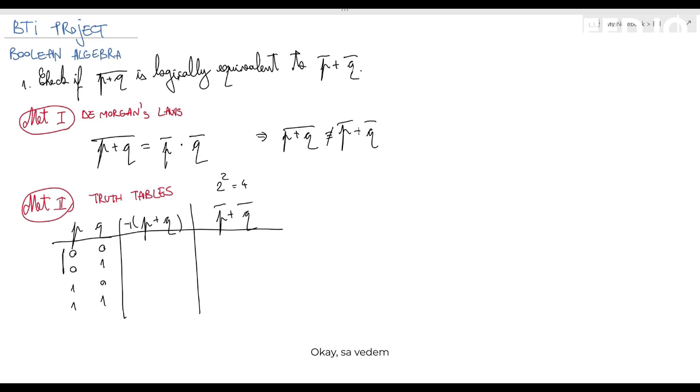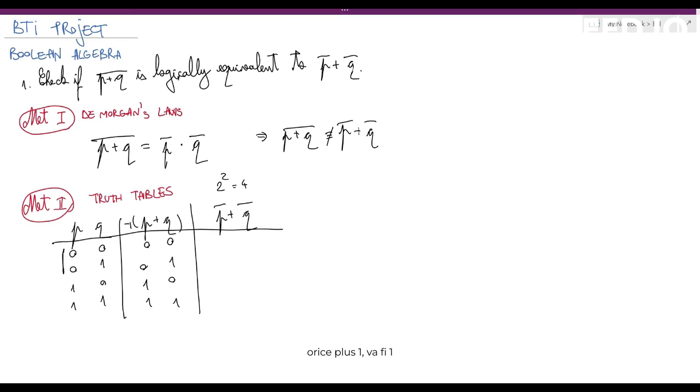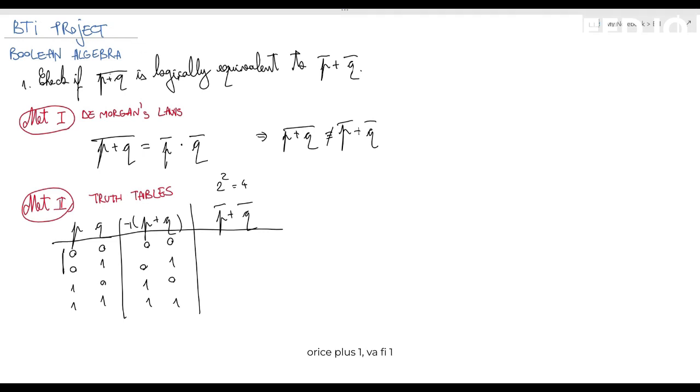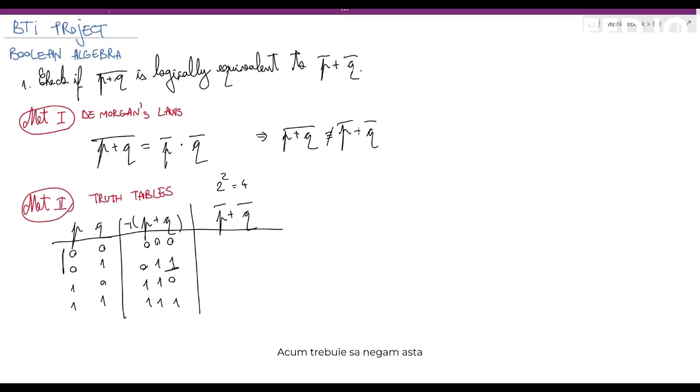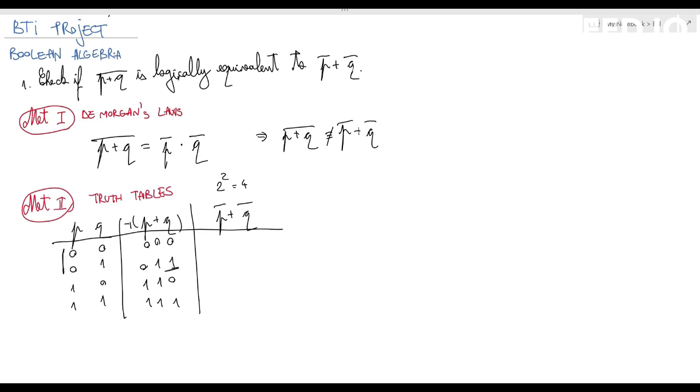And what happens here? Okay, let's see. P is 0, 0, 1, 1, Q is 0, 1, 0, 1. Now, anything plus 1 is going to be 1. So 0 plus 0 is 0. 0 plus 1 is going to be 1. 1 plus 0, 1, and 1. Now, we have to negate this. So 0 negated is 1, 1 negated is 0, 0, 0.